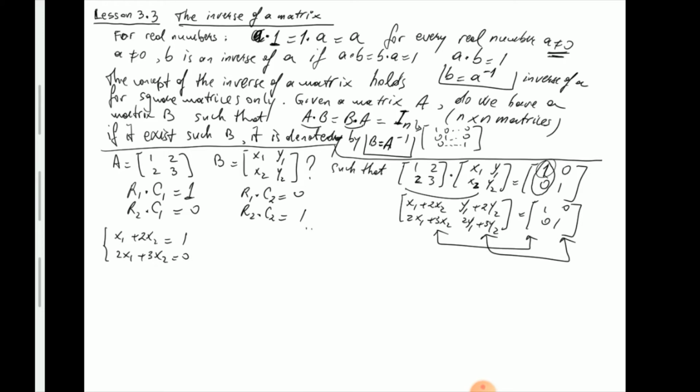So let's draw a vertical line here. And then the second system: y1 plus 2y2 equals 0, and then 2y1 plus 3y2 equals 1. Okay, so this is an easy 2 by 2 system. Normally we don't need to do Gaussian elimination just for 2 by 2 equations.